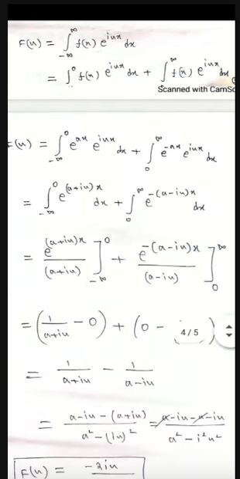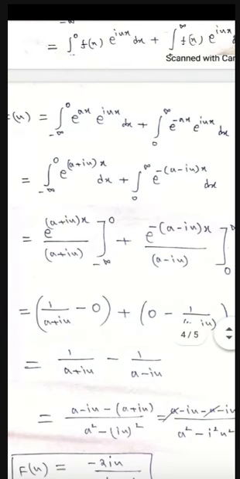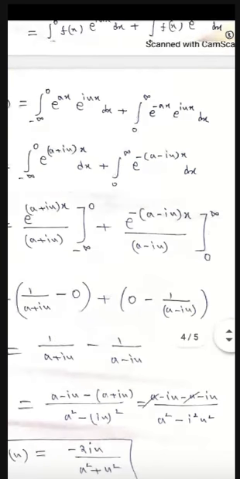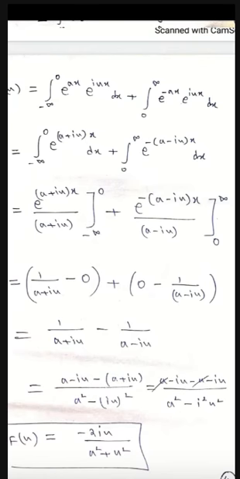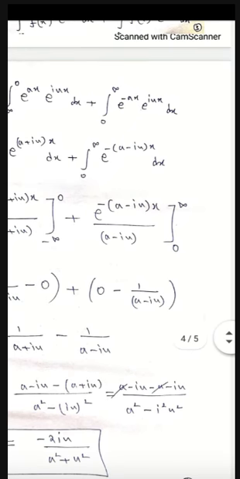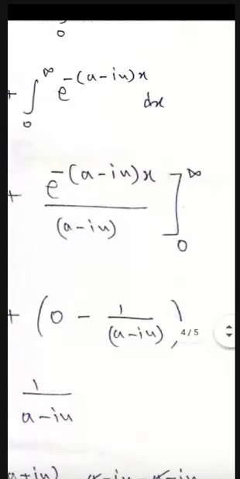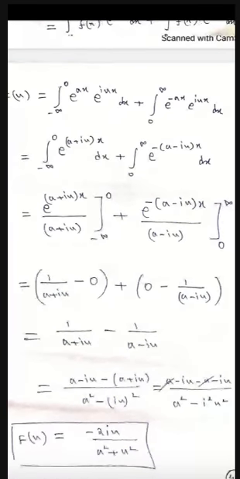After the integration, you get e power minus a minus iu of x divided by a minus iu, from 0 to infinity. Now start with the upper limit: e power 0, because x value is 0, is 1, so 1 by a plus iu, minus the lower limit. The lower limit is minus infinity, e power minus infinity will come, so that's 0. Next, plus the next term: upper limit you substitute, e power minus infinity is 0, minus lower limit e power 0 is 1 by a minus iu. So finally, 1 by a plus iu minus 1 by a minus iu.